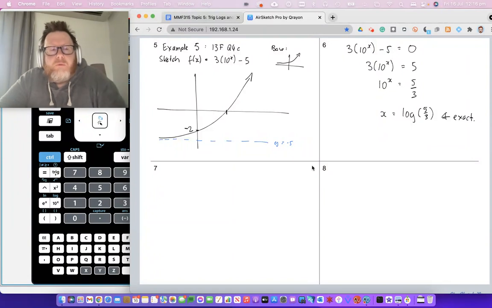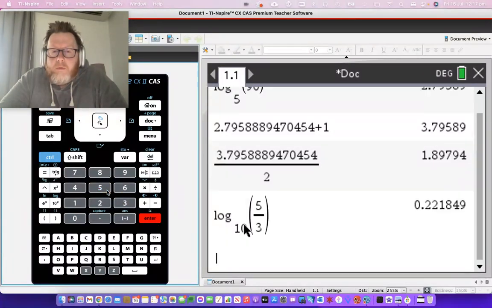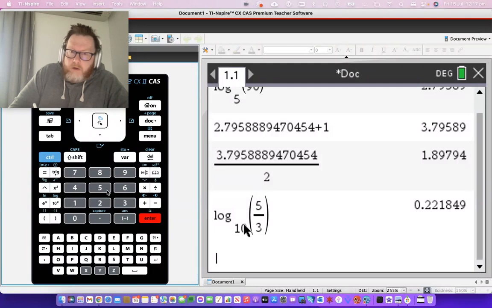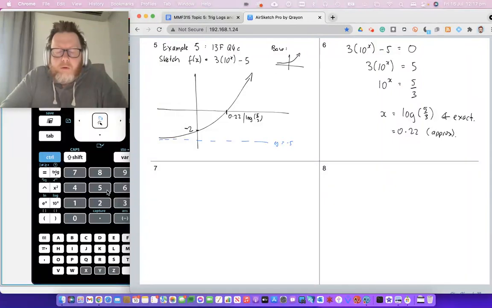However, just for a sense of calculator skills, I'm going to put it in here. So I'm going to go control log base 10 of 5 divided by 3, and I get approximately 0.22. So I can go to my graph. Oh, you can't see it, sorry. I can go to my graph and I can put in 0.22. Or if you want the exact one, you could put log 5/3, and you'll find that that is the way it's written in the textbook as well.